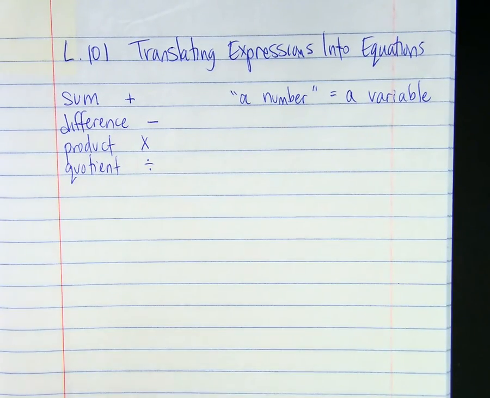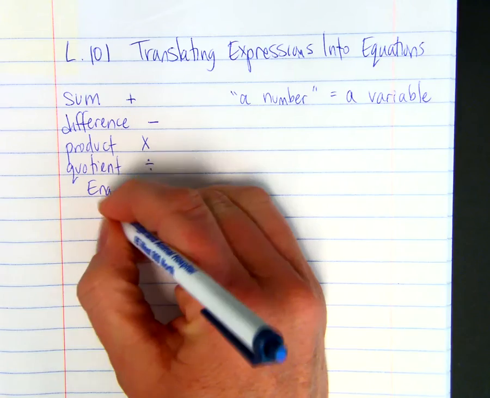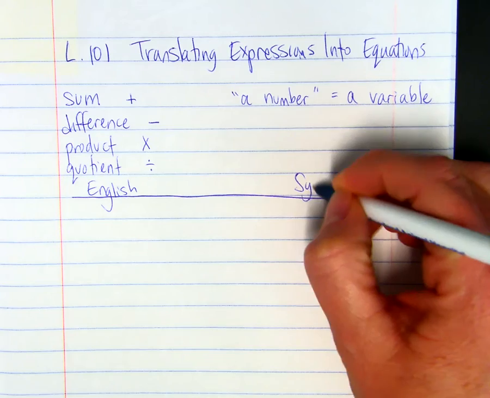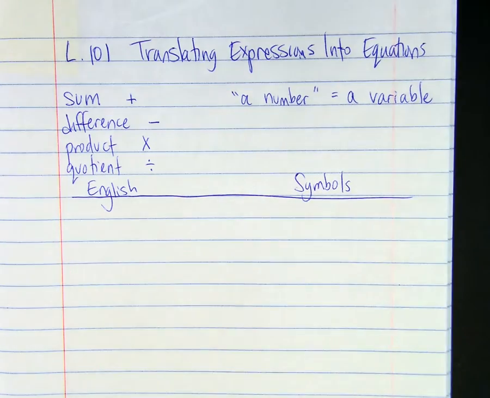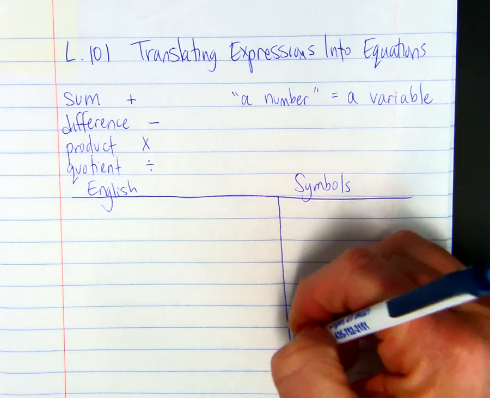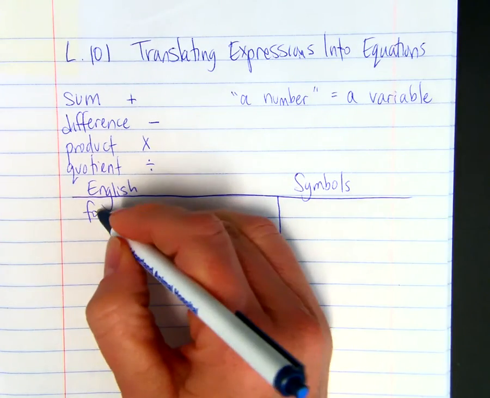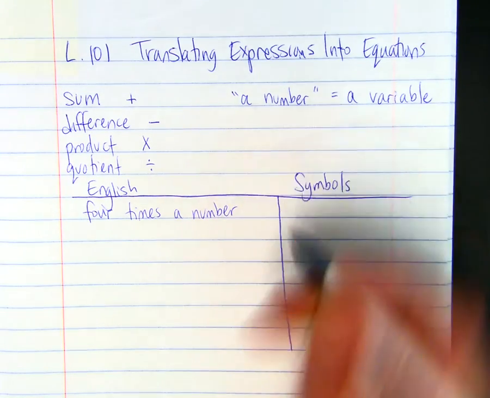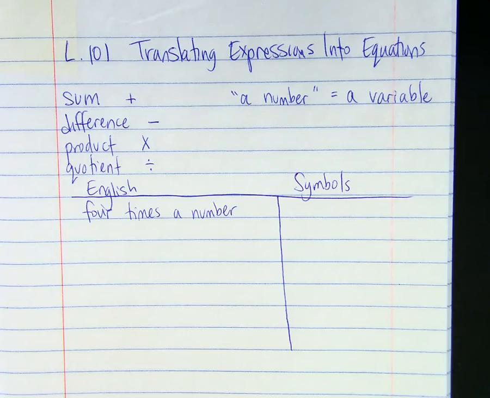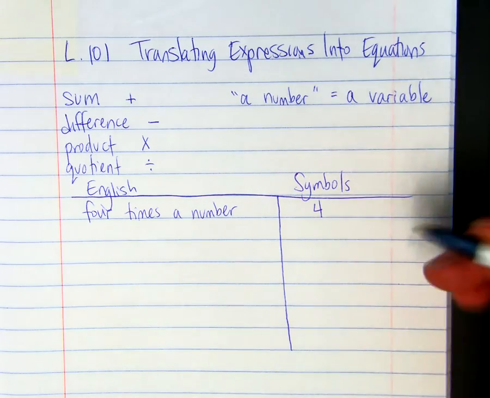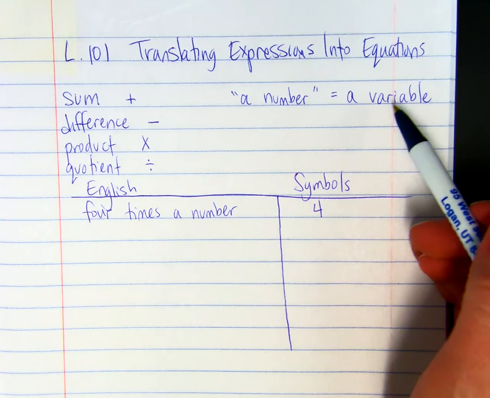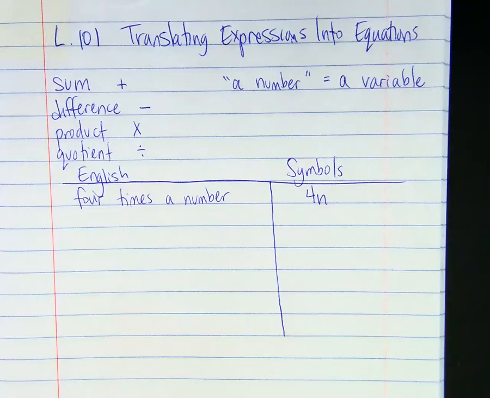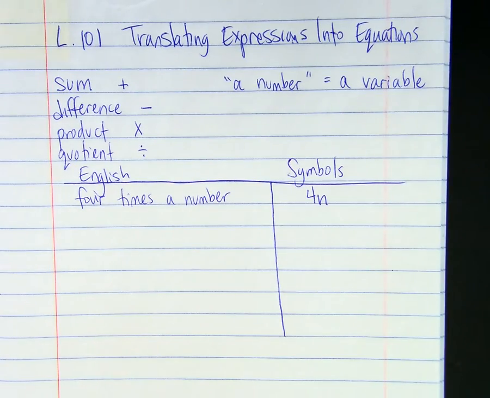Okay, so English and symbols. English just means you're reading along in your word problem, and then how can we translate it? So if you see 4 times a number, that just means, well, 4 is the number 4, times means multiply, and then a number would be your variable, so it's just 4n. So when you see something like this, you just put 4n.